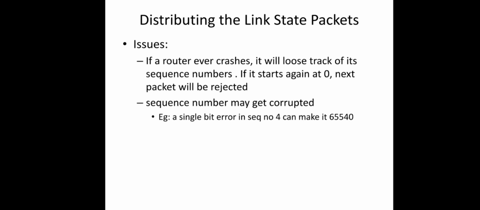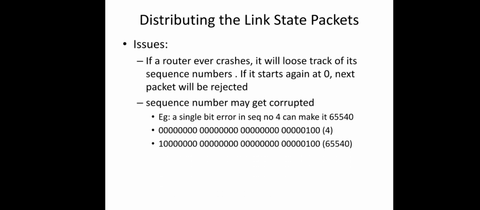Just for example, a single bit error in sequence number 4 can make it 65540. Since we are using a 32-bit number, you know how to represent 4, right? Just for simplicity, I cut out the last 16 bits. The least significant 16 bits will be like this. 100 is for 4. All the remaining bits will be 0 for 4, right? Suppose any of the bits got changed into 1 due to a single bit error. What happens? Suppose the 16th bit is changed from 0 to 1. The value now becomes 65,540.